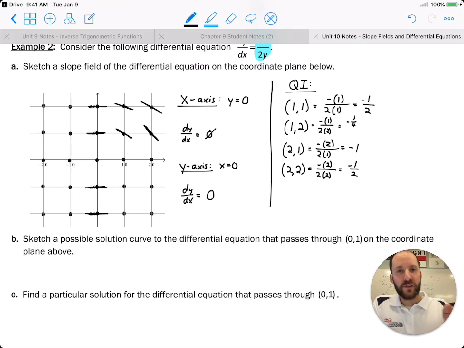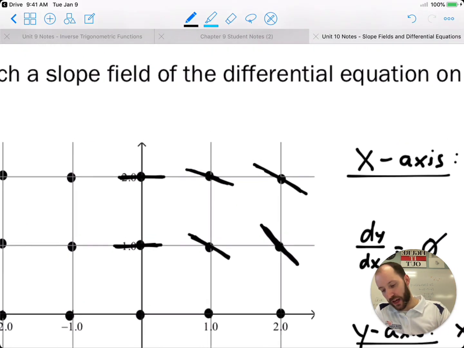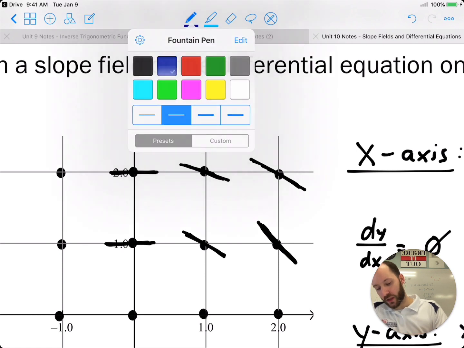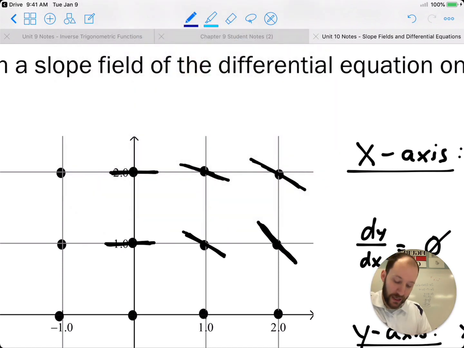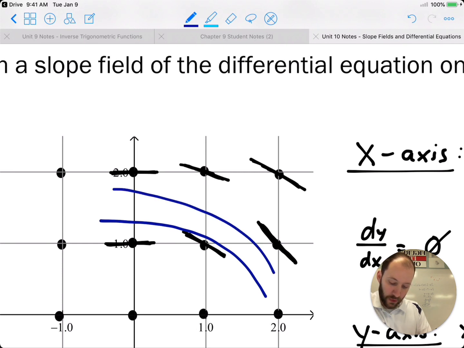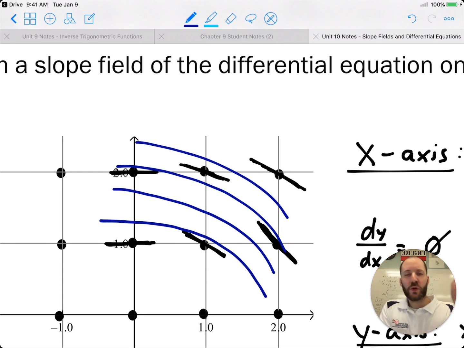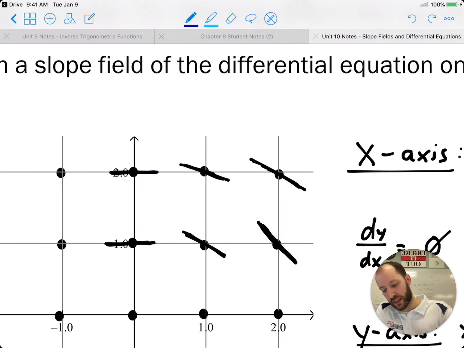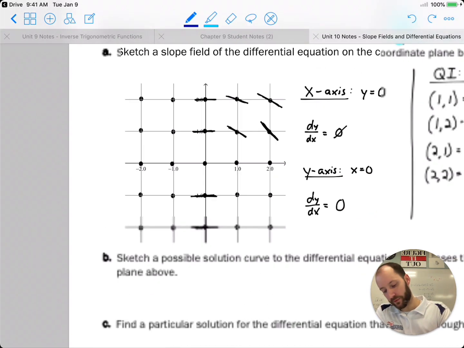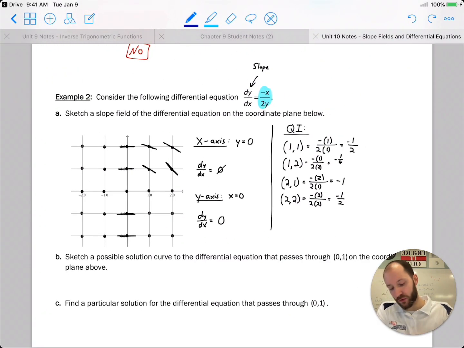So they're not perfect, but in relation to each other, you can see how any curves are going to start horizontal and then curve down. Okay? So go ahead, finish the slope field, check your work with my notes online, see how you did. Part B requires you to get the slope field completed, so do that also.